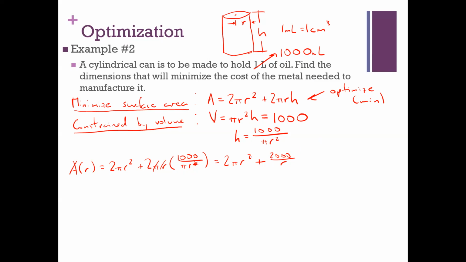All right. So now that I have this function, this is the thing I want to optimize. So what do I need to do? Let's take a derivative. So I got 4 pi r. And what's the rest of it? Yep, minus 2000 over r squared.